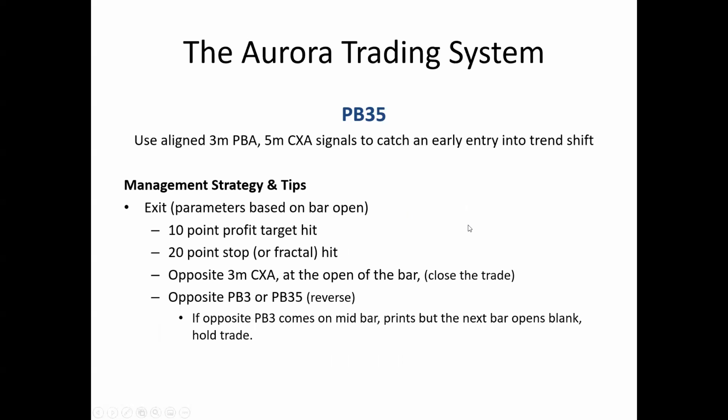So once again, we're looking at PB35 signals to catch an early entry into a trend shift, or possibly to add more profit opportunity to an existing trend. So our exits are going to boil down to the following. And these strategies for exiting are all based on bar open. A 10-point profit target is hit. So we'd be out of the trade if the price movement hits 10 points off of bar open.